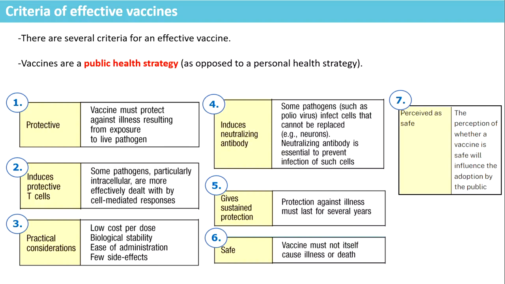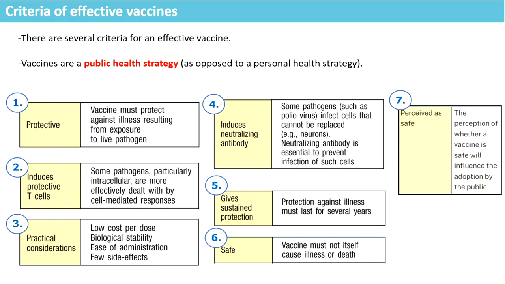Also, there are some practical considerations. You want to think about the cost per dose, because you want it to be affordable, the biological stability, the ease of administration, and of course whether it has side effects. So if you're considering a vaccine that needs to be stored in a -80 freezer, then that may affect its biological stability if you're trying to roll it out to rural areas or more developing countries. So you need to think about those things too.